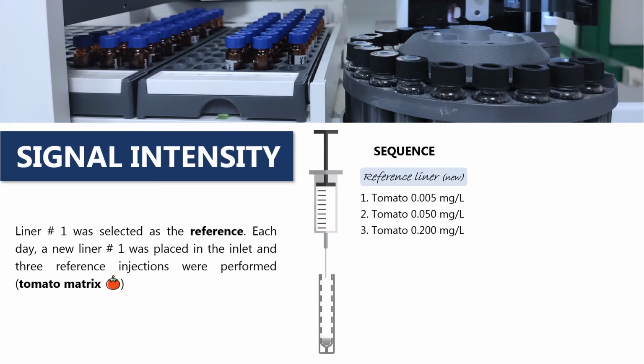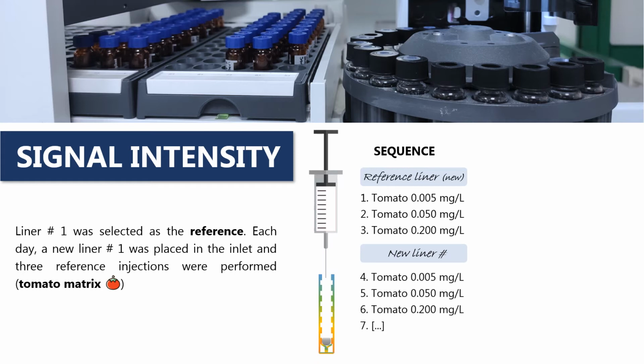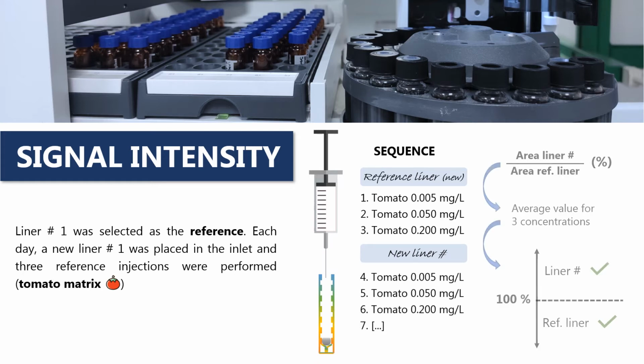This means that the sequence started each day in the same form. First, 3 injections of the reference liner at 3 different concentrations, followed by other 3 injections using the liner that was being evaluated. Then, the areas provided by both liners were compared for each concentration level, and a unique value was calculated for each compound as the average of the 3 concentration levels. So, a value above 100% means that the liner being evaluated provided a higher sensitivity than the reference liner, whereas a value below 100% means that the reference liner performed better.